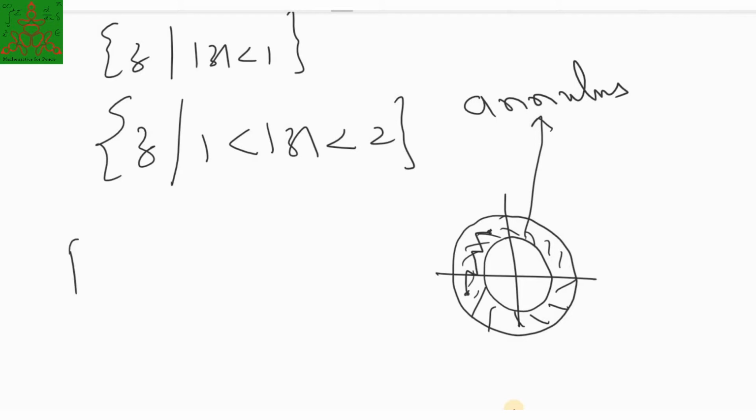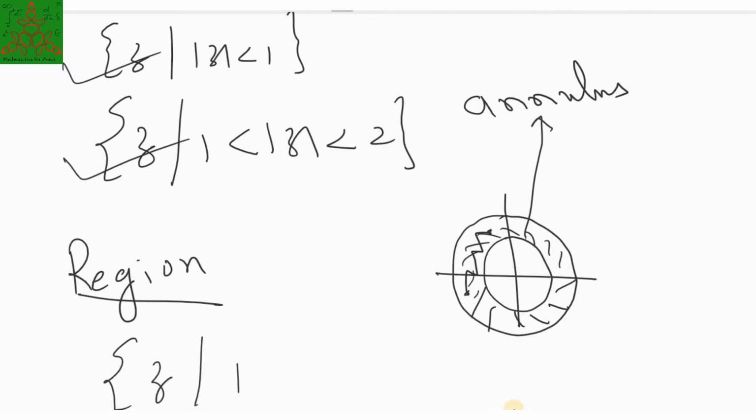Now the next one is a region, which is the title of our talk. A region is a domain together with some, none, or all of its boundary points. So I am repeating again, a domain together with some, none, or all its boundary points is referred to as a region. So all the sets which I have talked about are regions. That means this set is a region, this set is a region. I can say this set is also a region, the set of all z such that |z| is less than or equal to 1. This is also a region because it contains its boundary and it's connected.